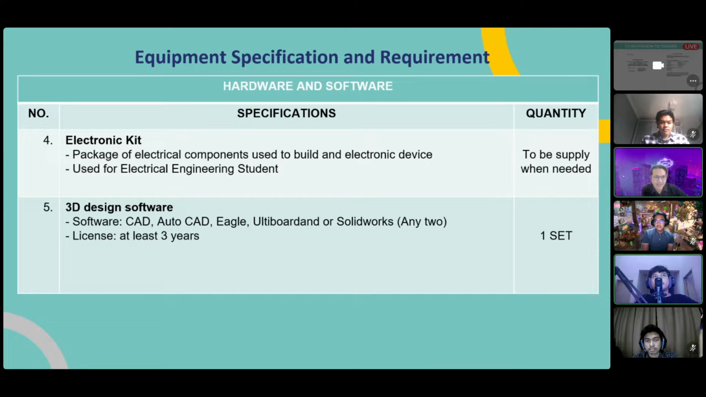So the number 4 is electronic kit. As we know, we also need some electronic kit for the lab. And the last one is the 3D design software, such as AutoCAD, SolidWorks, and so more. We also request for 3 years license.